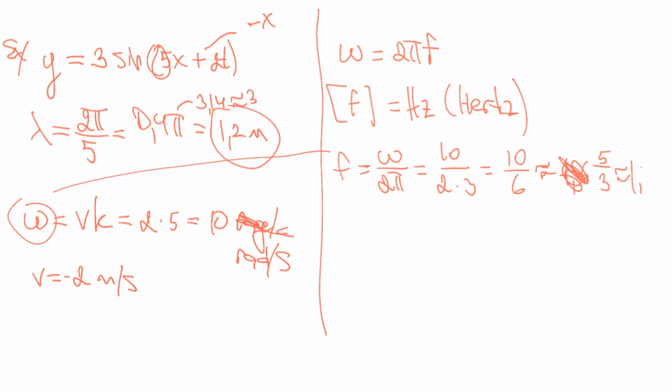What about the period? Of course, the period is inversely proportional to the frequency. That's 1 over f here. So if I turn upside down the frequency, which is 5 over 3, that will be 0.6 seconds. By the way, the period, since it's a measure of time, is measured in seconds here.